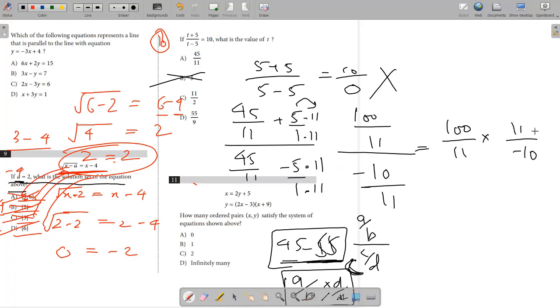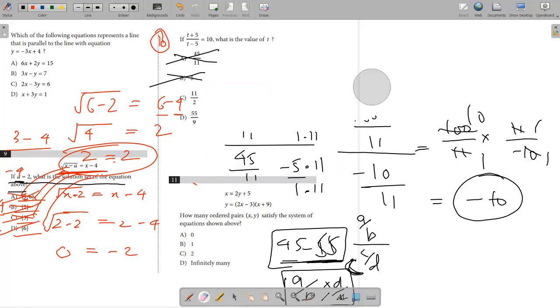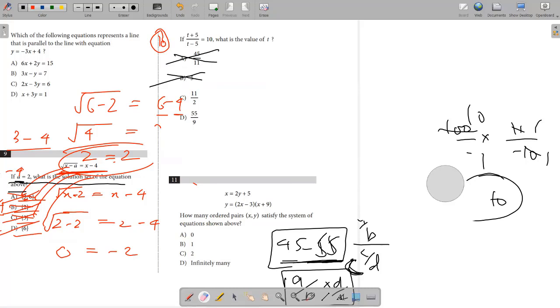And 11 and 11 will cancel out. 100 divided by negative 10, it'll be 10 times 10, but it's negative, so negative 10. But we should have positive 10. Oh, great. Okay, so it's not the answer. Maybe it would be D. Let's try D.